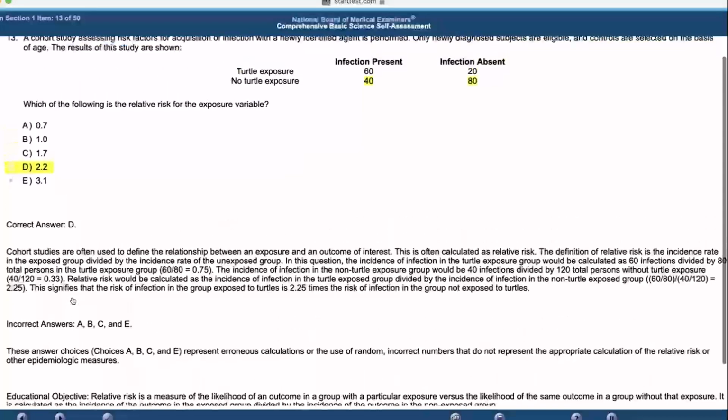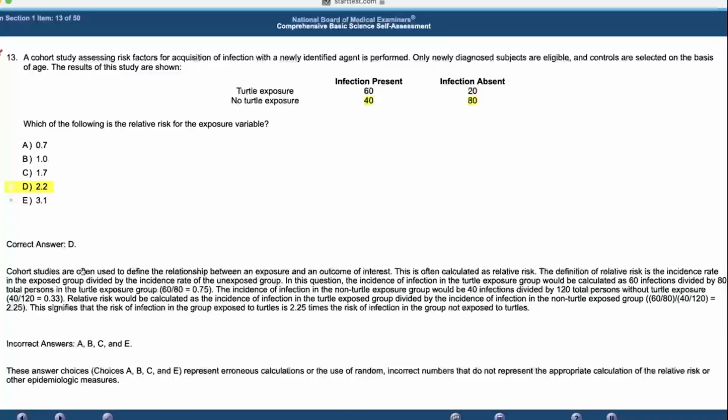Gotcha. This one I just made a math error. I actually had the formula down correctly, and then I didn't do the math correctly. I had 60 over 80 divided by 40 over 120. Then I got rid of my zeros and did 4 times 8, and did that wrong. Gotcha. Go back to elementary school for a minute.